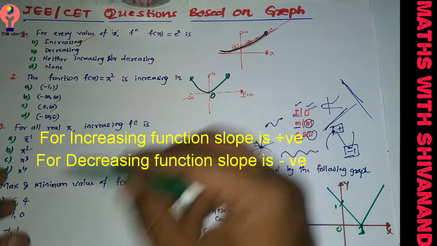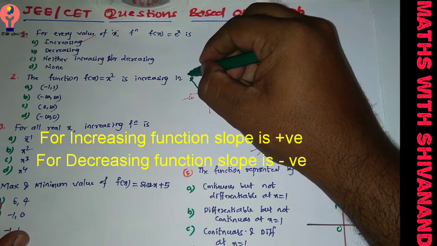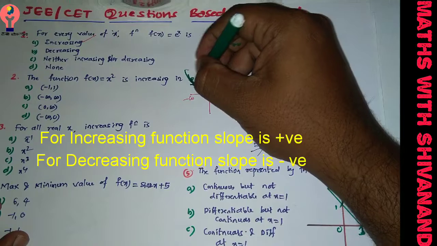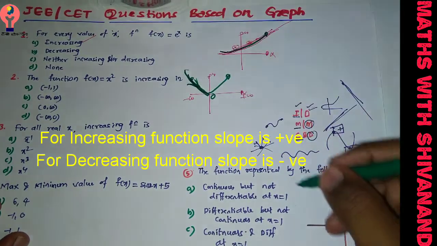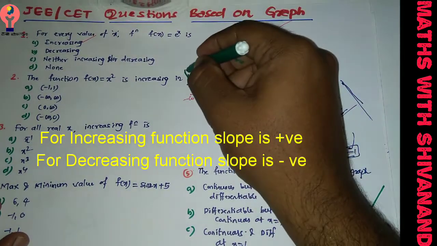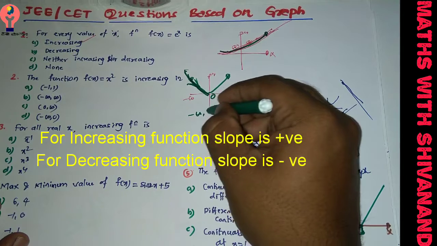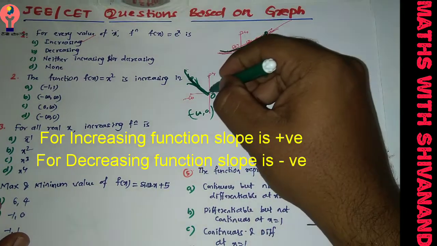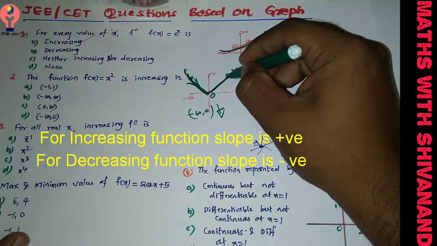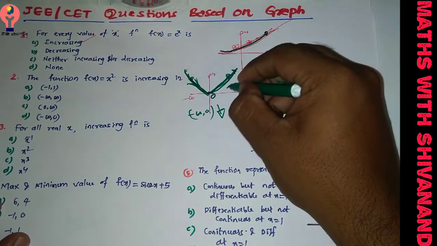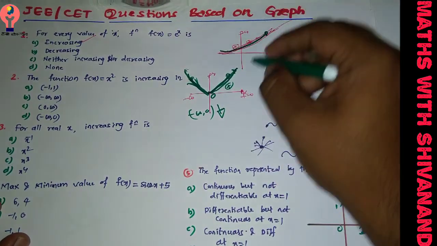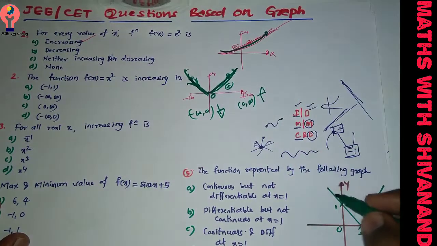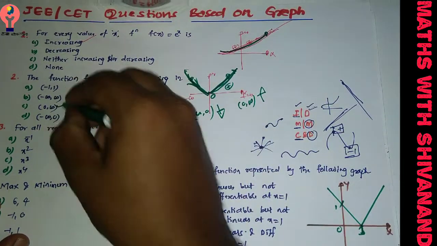Minus infinity, plus infinity, 0. See the slope of this curve from minus infinity to 0. The slope is negative. Because of that, from minus infinity to 0, this function is decreasing. Afterwards, from 0 to infinity, you check the slope of the curve here. Your slope is always positive. So in the interval 0 to infinity, the function is increasing. Hence option number C is correct.